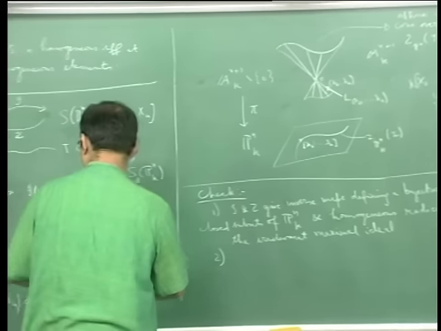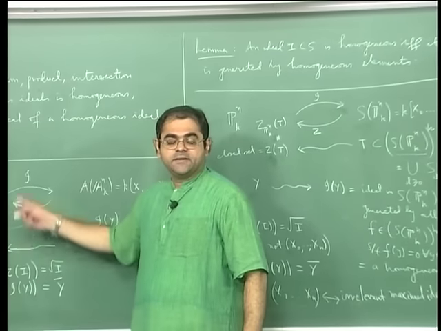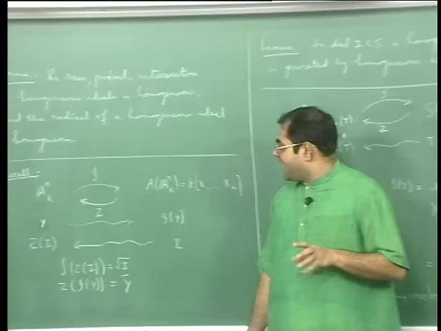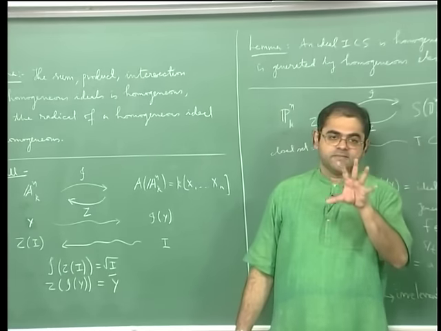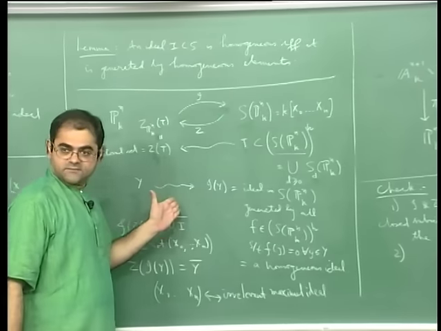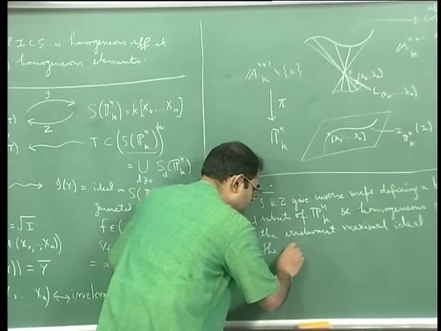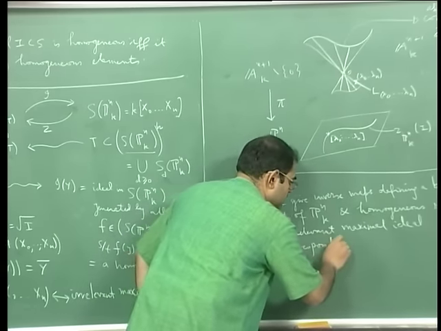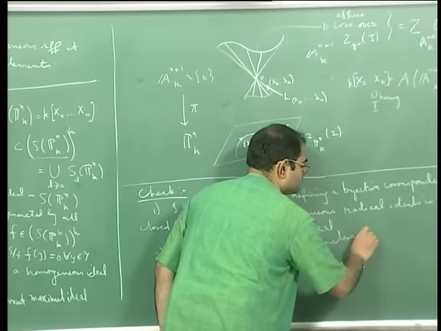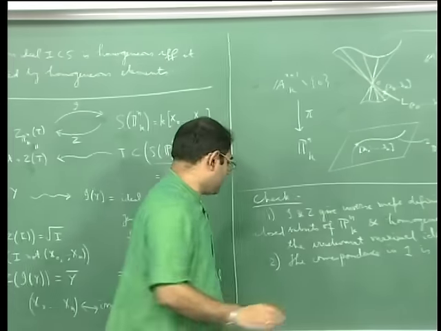Then the second thing is that in this case the correspondence in both directions is inclusion reversing, because as the ideal grows bigger the zero set becomes smaller, and conversely. The same thing happens here as well. So the correspondence in one is inclusion reversing, that is also true.